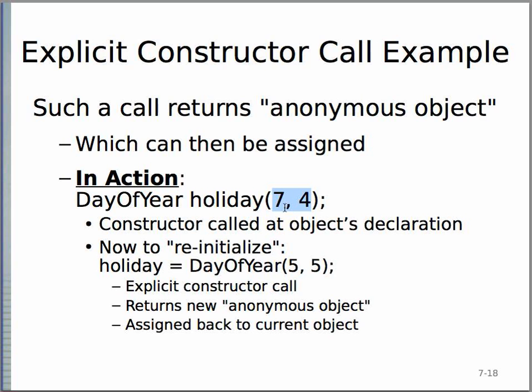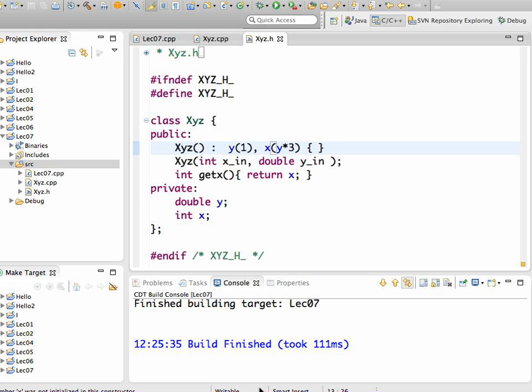And then if you want to call it again, you just call it to reinitialize, and you can say holiday equals, for example, the name of the constructor and then some new parameters. So in this case, new arguments. Let's say your first time around you call it with 7 and 4. You decide, well, I need to change the data members. You can call it this time around with 5 and 5. So let's just try that. Oops. Here it is.